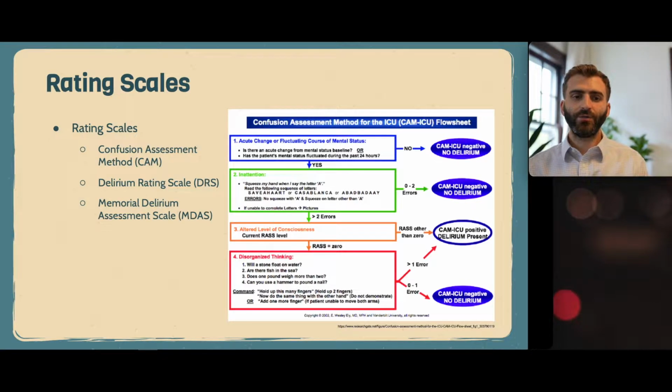There's additional questions too that are quite interesting that look for disorganized thinking. So it asks questions such as, will a stone float on water? Are there fish in the sea? Does 1 pound weigh more than 2? And can you use a hammer to pound a nail? So pretty interesting questions to check if someone has delirium.